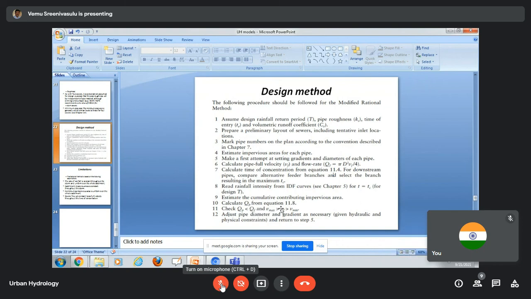Even velocity you can calculate, using Manning's formula or any formula, and see whether it is less than 1. If it is more than 1, it is self-cleansing, so it automatically cleans the pipe. If it is less than 1, then either you have to increase the pipe diameter or the slope, right? So this is very simple.